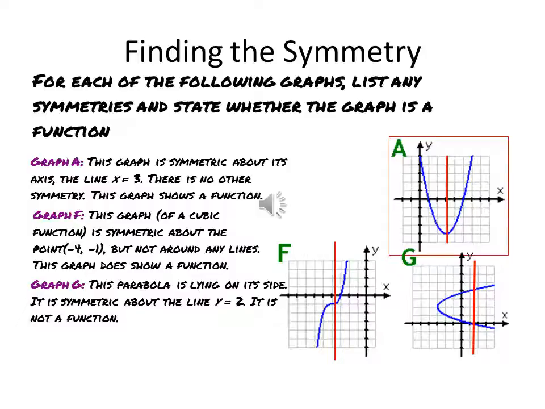Finding the symmetry. Now we're dealing with something more procedural, but we still need to be able to identify it from sight as well. For each of the following graphs, list any symmetry and state whether the graph is a function. Okay, let's look at graph A.